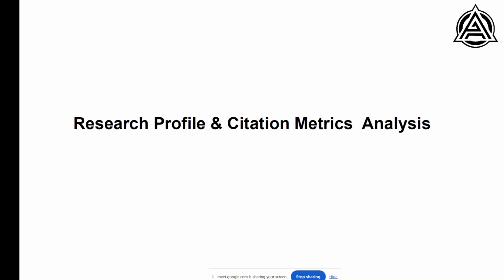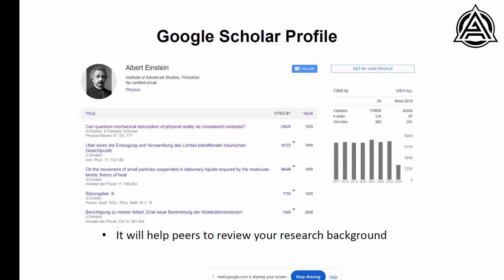So considering everything, I would like to highlight a few platforms where you can create your own research profile free of cost. You can create this profile if and only if you have a certain number of publications, at least one publication. So the first one is Google Scholar.